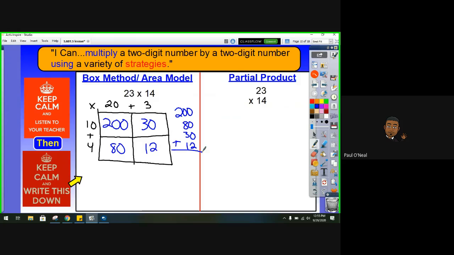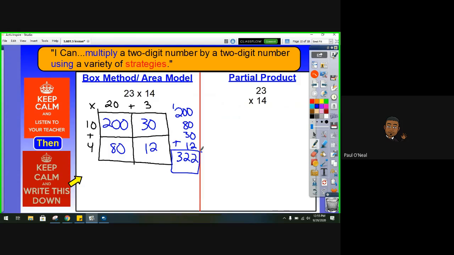So all the zeros plus 2 gives us 2 in the ones place. Tens place: 8 plus 3 is 11, plus 1 is 12. I'm going to carry over the digit 1, which is now being represented as 100. So 100 plus 200 gives us 300. So our answer for this problem is 322.